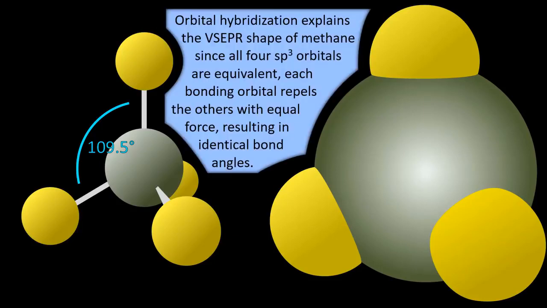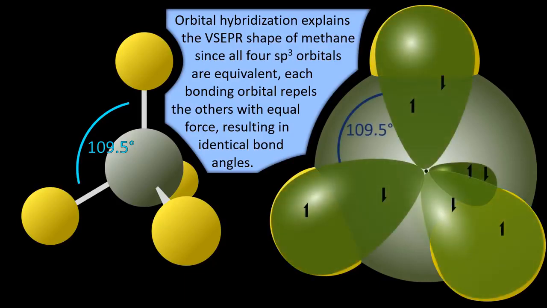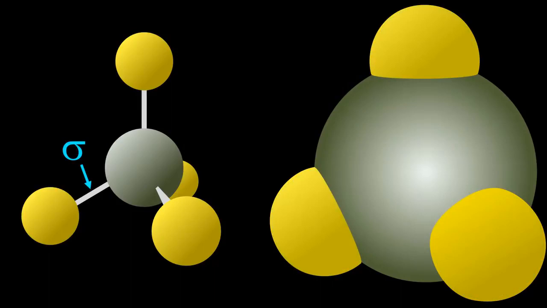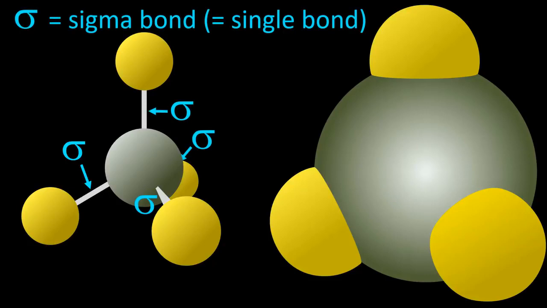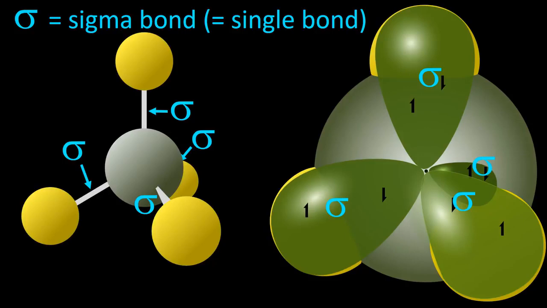Since all four sp3 orbitals are equivalent, each bonding orbital repels the others with equal force, resulting in identical bond angles. The bonds in hybridization also have their own nomenclature. The overlapping orbitals are called sigma bonds, which represents the single bond occupied by a single pair of electrons.